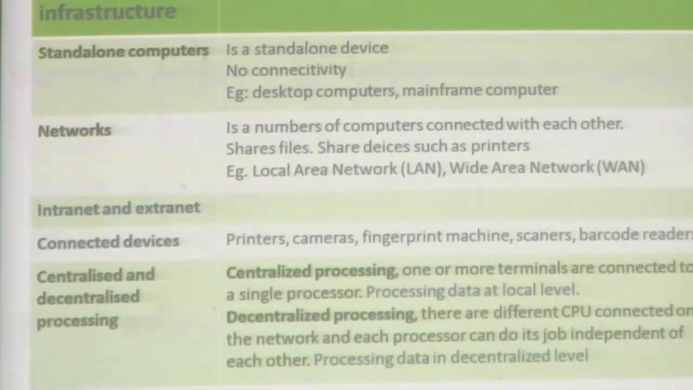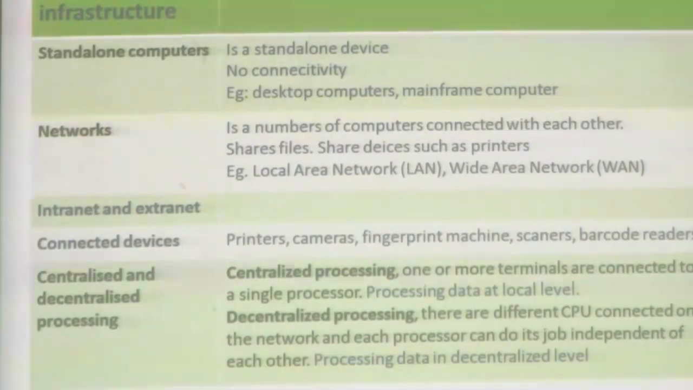At the local level, one or more terminals are connected to a single processor. It means, let us say one computer, that computer is connected. So there are terminals, and those terminals are connected to one centralized computer that has a CPU, central processing unit. That processor deals with the requests coming from the terminals. So it is called centralized processing.